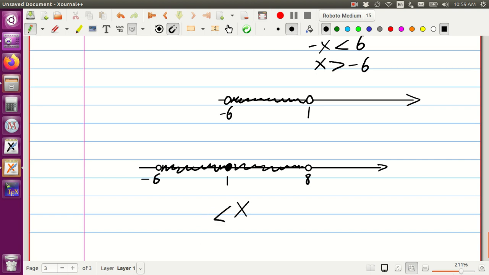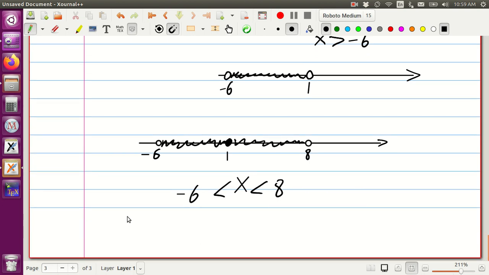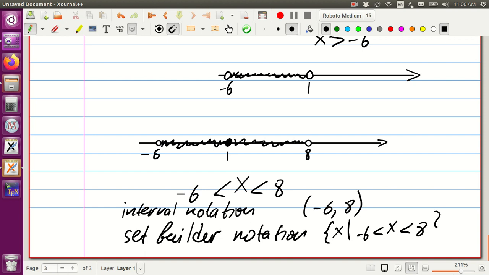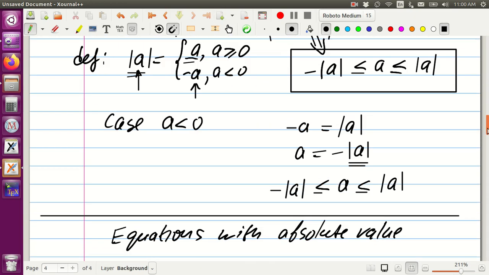So x has to be between −6 and 8. This is an inequality answer. Then interval notation would be from −6 to 8 with parentheses. And in set builder notation we take all x's such that x is bigger than −6 and smaller than 8. And this concludes this complicated exercise.